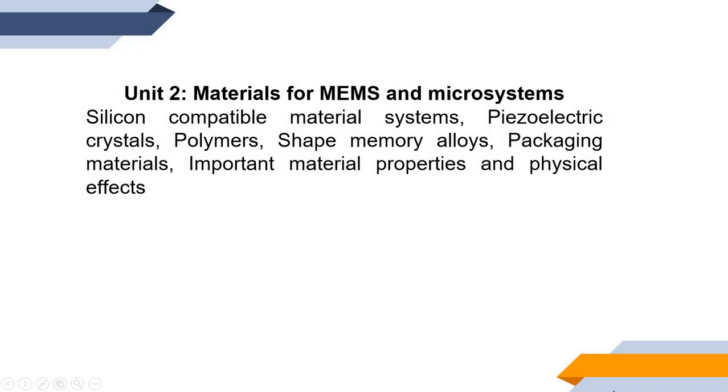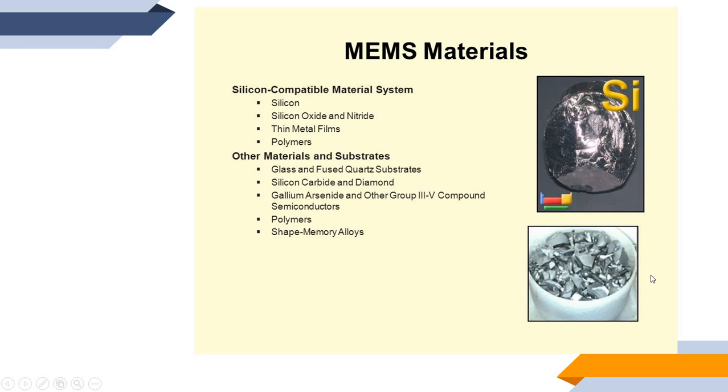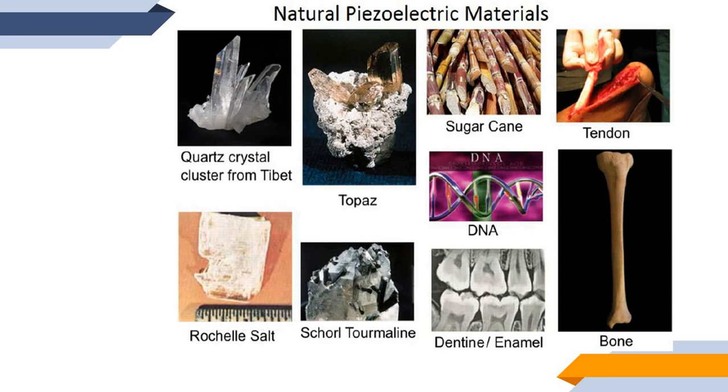Unit 2 comprises materials for MEMS and microsystems. As MEMS devices are small in size and have to sustain changing environmental conditions, the materials will be silicon compatible materials, piezoelectric crystals, polymers, shape memory alloys, packaging materials, important material properties and physical effects. The view shows the silicon material used for MEMS devices. The silicon compatible material system has materials such as silicon, silicon oxide and nitride, thin film metals and polymers. You can also use shape memory alloys, polymers, gallium arsenide and other group elements for MEMS devices. There are some natural piezoelectric materials which can be used for various applications.